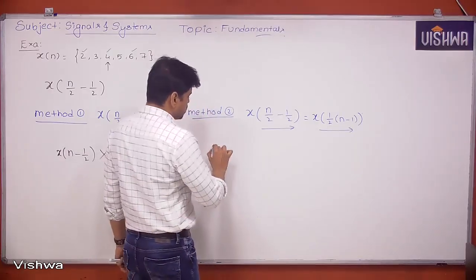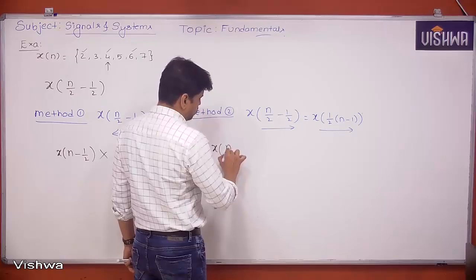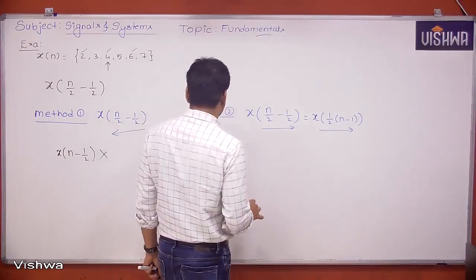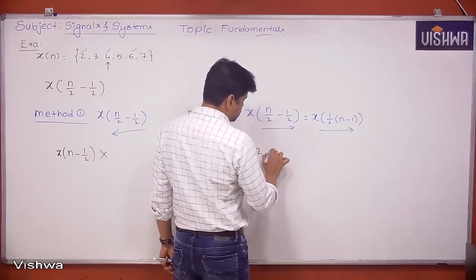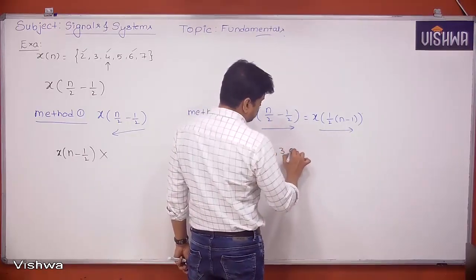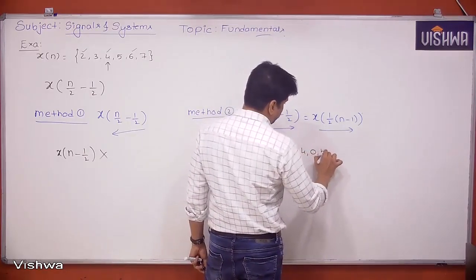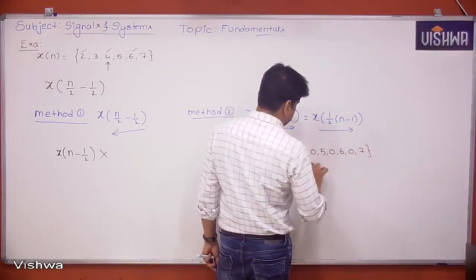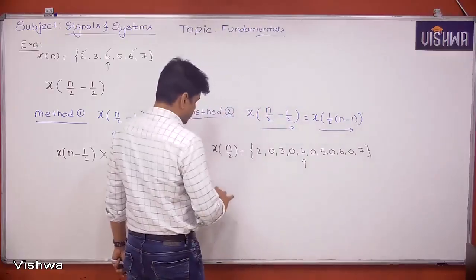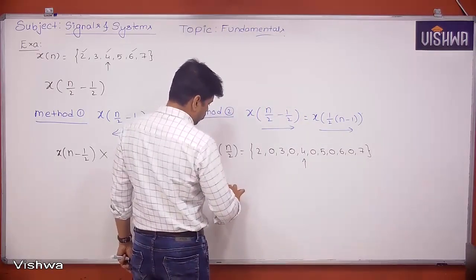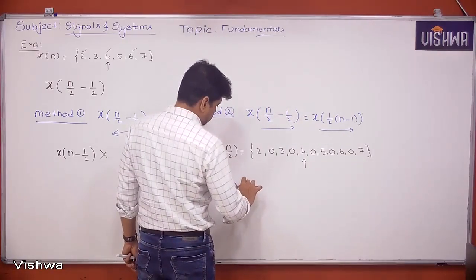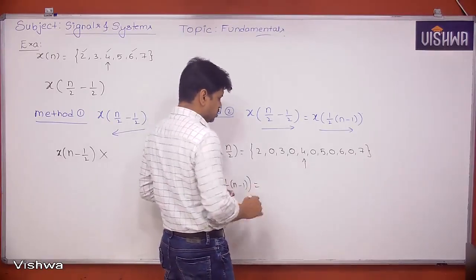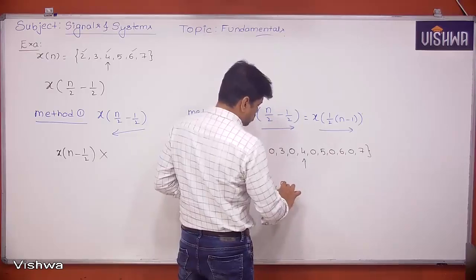That means first we can calculate x of n by 2. That means we have to insert 1 zero between the samples: 2, 0, 3, 0, 4, 0, 5, 0, 6, 0, 7. Here is the arrow. Next, x of 1 by 2 into n minus 1. That means the arrow has to move 1 unit leftwards. So we are going to get 2, 0.